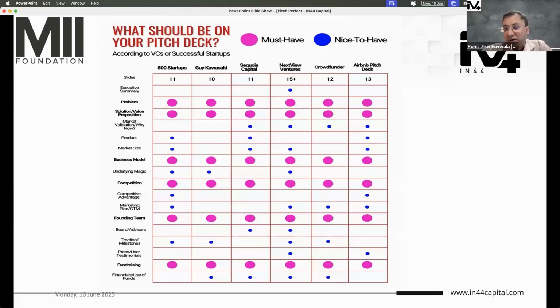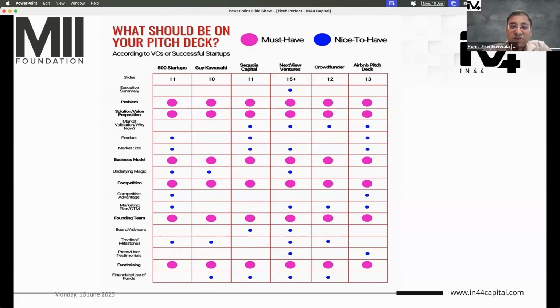So this is something I copied online. None of this is mine. I just showed it here because if somebody asks me what a standard pitch deck looks like, there is no standard pitch deck. But as we mentioned earlier, there are certain things which have to be in a pitch deck, and there are certain things which are nice to have.